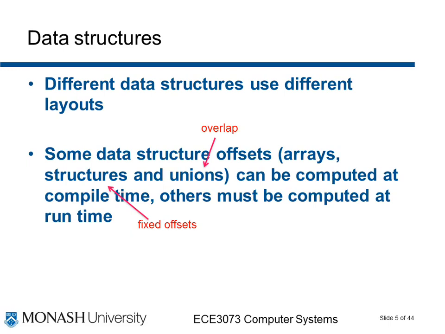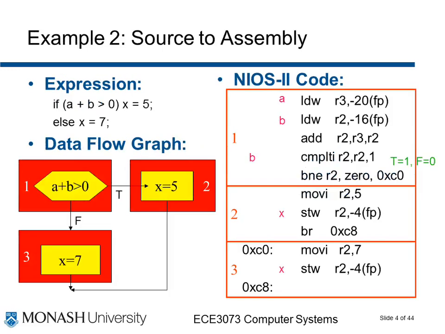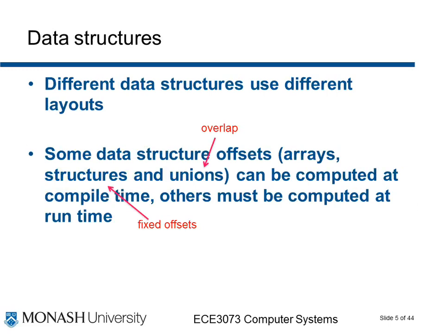Right, to the lectures. We're carrying on with looking at compilation, and we got to the point of talking about data structures and what they look like when we create them in actual software. First up, you should be aware different data structures use different layouts, which should be obvious. We have some data structures which we can compute at compile time, others must be computed at runtime. What are these runtime ones? Anyone?